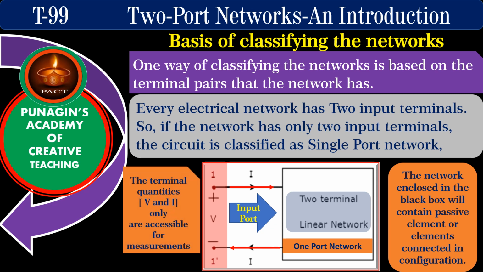Also, the elements inside the black box are not accessible, but only the terminal quantities, which are V and I, are accessible, and this also is an important property of the network designated as a single port network.